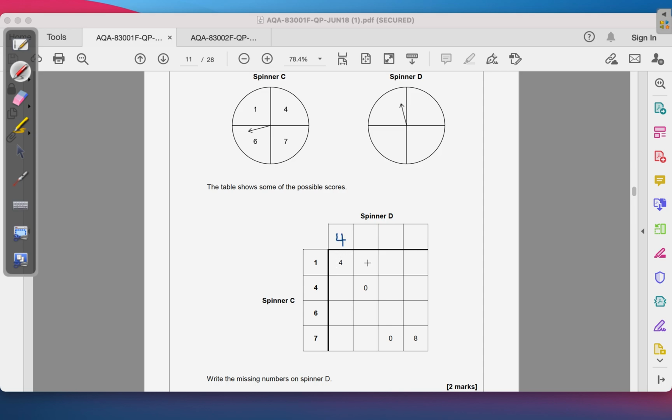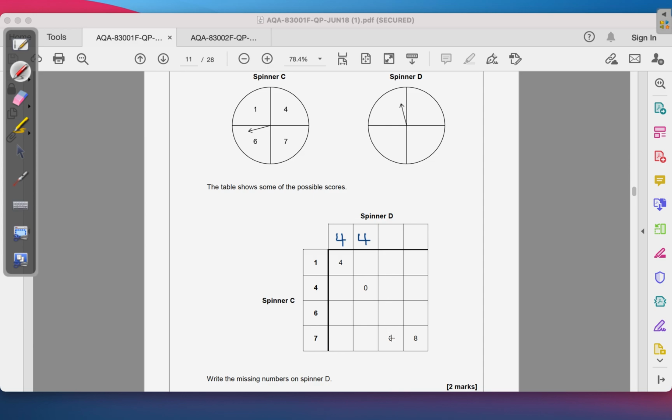Now, we can't work out this one yet. Okay, so let's look at this to see if we can work out this. So we know that when the numbers are the same, we get a 0. So if this number's 4, this must also be 4. Okay, now let's try and work out this one.